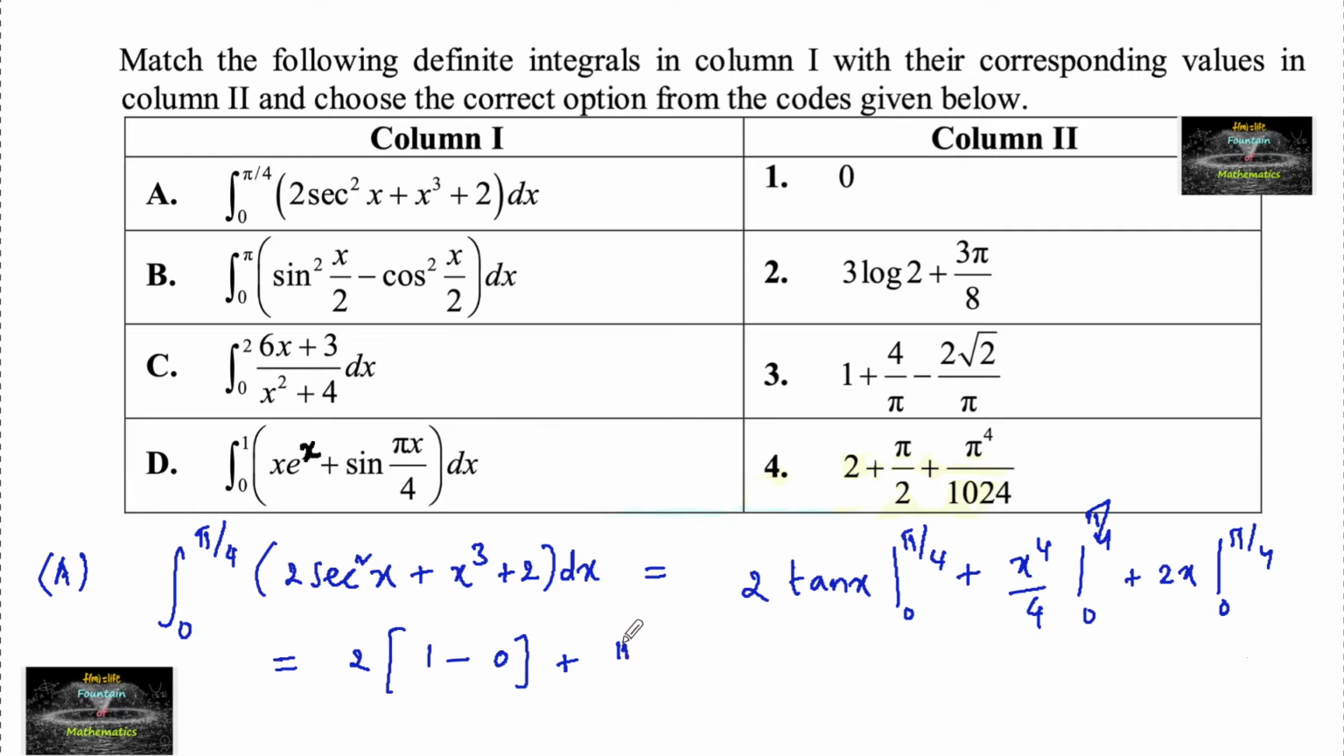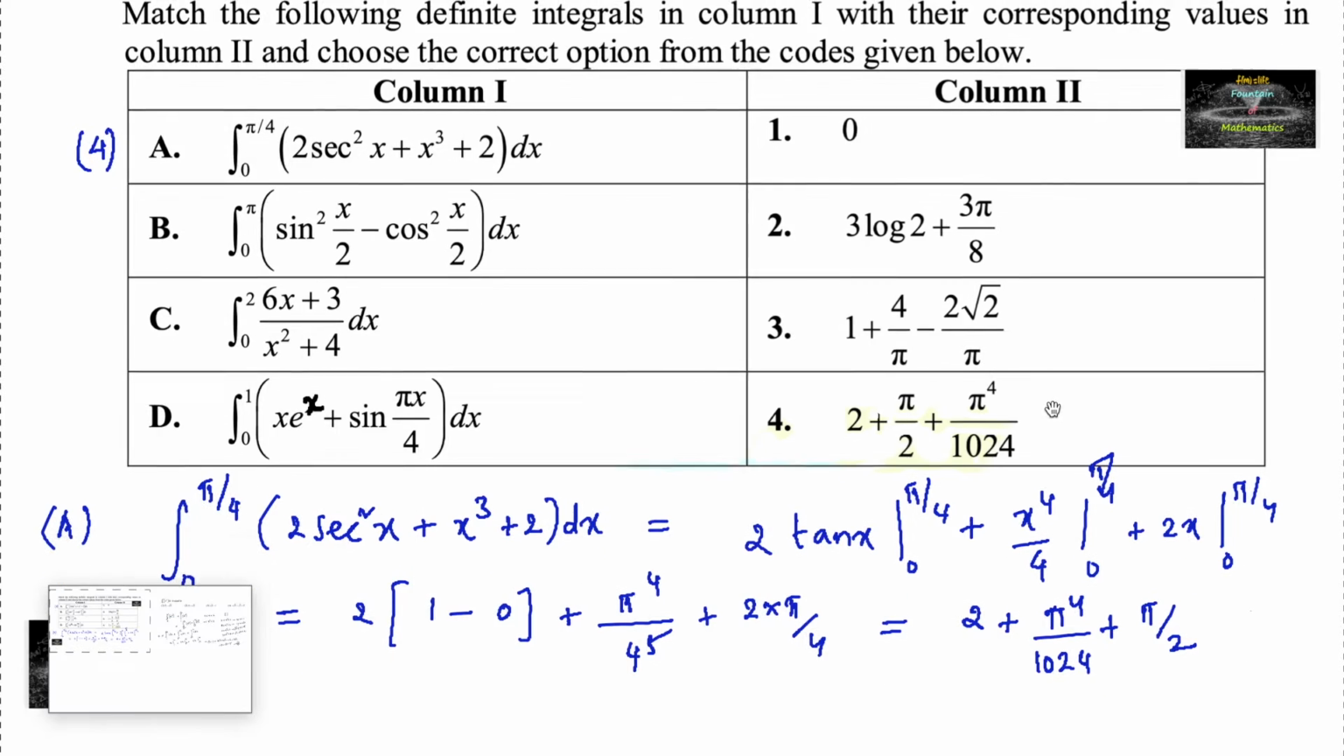pi by 4 whole to the power of 4, that is pi power 4 by 4 to the power of 5, you will get, that is 4 to the power 5, minus 0, plus 2 into pi by 4, which is equal to 2 plus pi power 4 divided by 4 power 5, which is 2 power 10, 2 power 10 is 1024, plus pi by 2, which is option 4. So for the first one we can go with option 4.